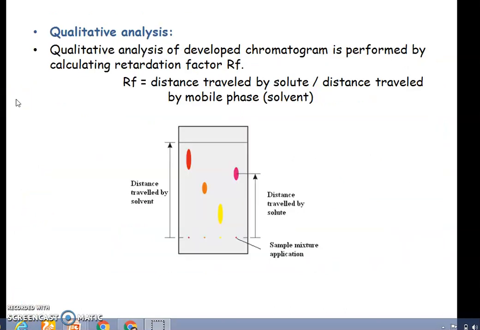Now the next question is how to perform qualitative analysis in thin layer chromatography. The qualitative analysis of a developed chromatogram is performed by calculating the retardation factor, called the Rf value. Rf value is the distance traveled by the solute divided by the distance traveled by the mobile phase. So if you look at this chromatogram, for a pink colored spot, this is the distance traveled by the solute, and this is the distance traveled by the solvent.